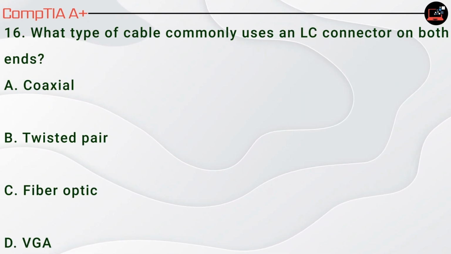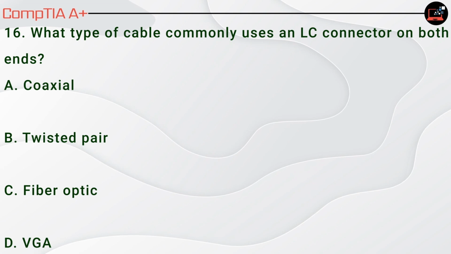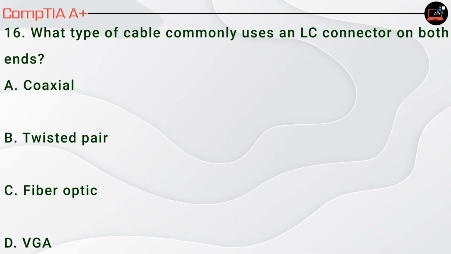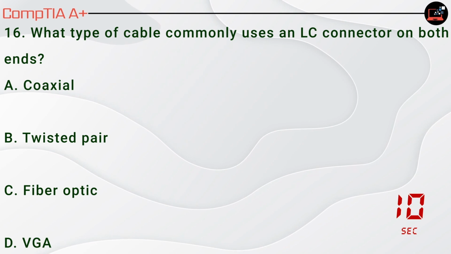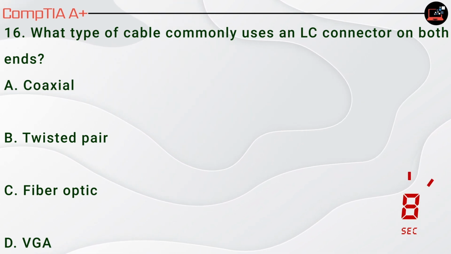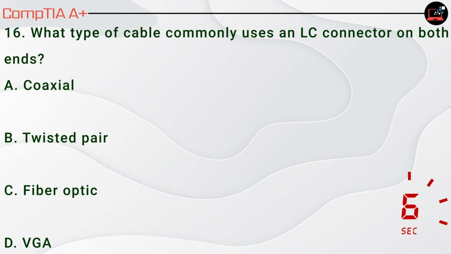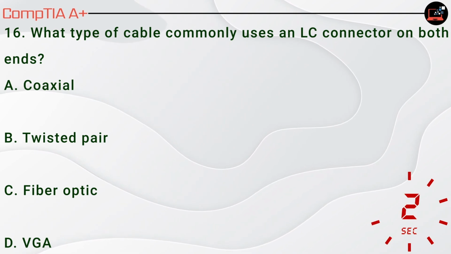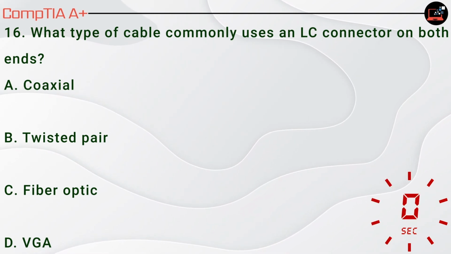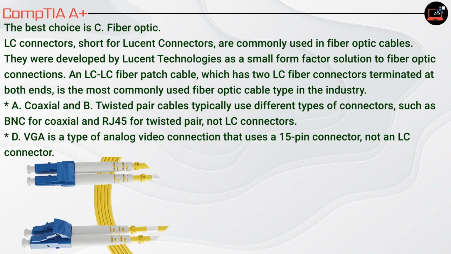16. What type of cable commonly uses an LC connector on both ends? A, coaxial, B, twisted pair, C, fiber optic, D, VGA. The best choice is C, fiber optic.